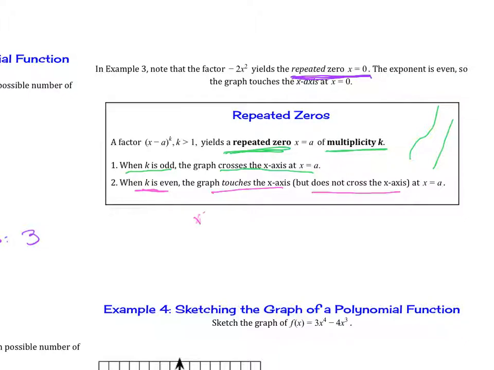Think about your x squared. When something is x squared, that's a quadratic, it bounces off at the vertex, for example. So just to re-emphasize, anything with an even power is going to bounce. So x squared, x to the fourth, it's going to bounce. When it's odd, it's going to cross the x-axis.